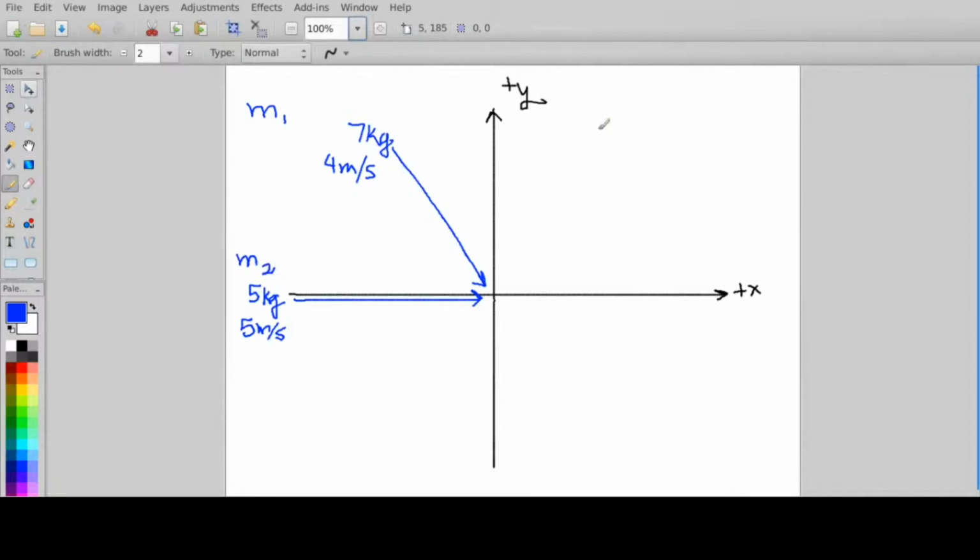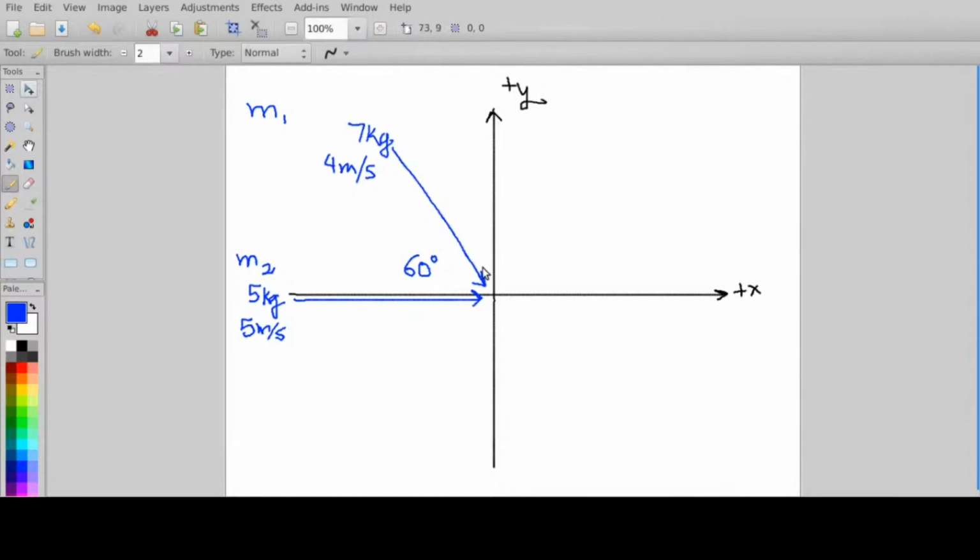Yeah, let me save that so I have it for later. That's M2, and M2 is 5 kilograms moving at 5 meters per second. And I forgot to put the angle in there. Let's put this angle right in here. This angle in there is 60 degrees. Okay, there we go. Let's save it again.